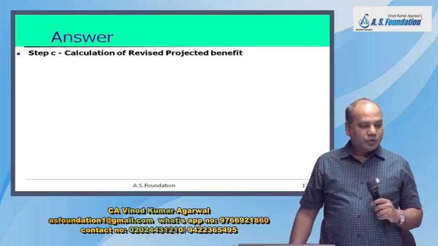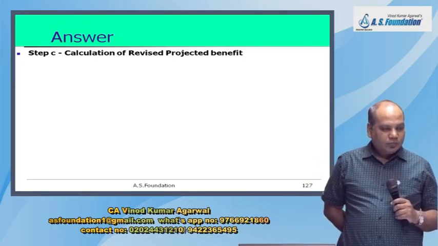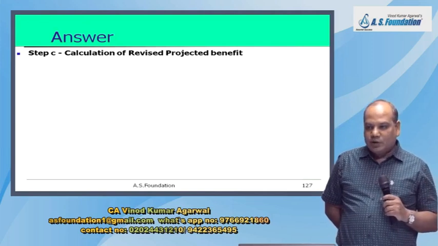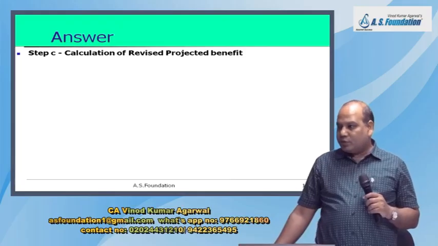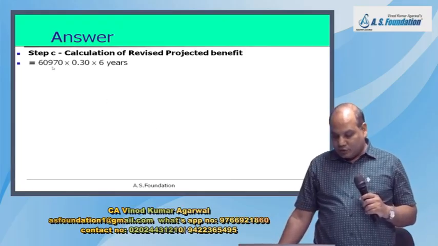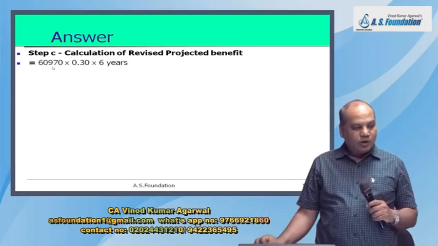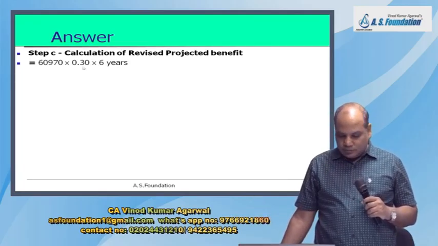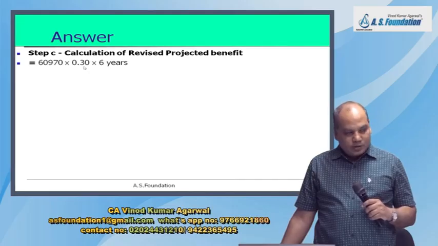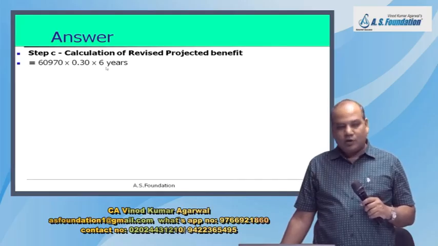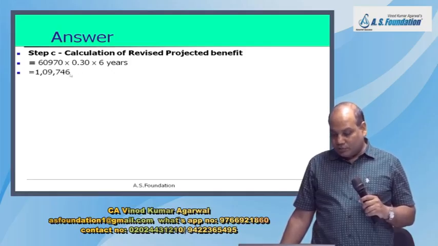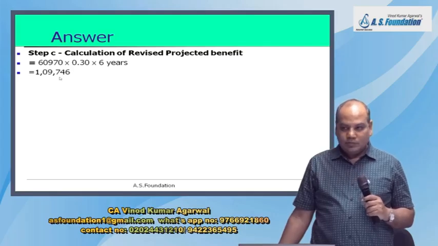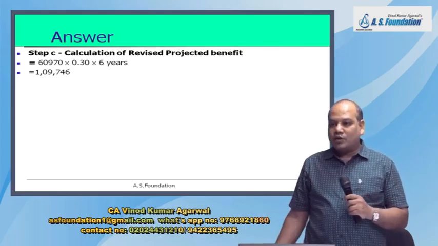So now I will write down the next step. Calculation of revised projected benefit. Take this number now, because when the employee will retire, his salary would be this much. 30% of it is paid for 6 years of service rendered. So his total benefit would be on retirement 1,09,746. This we have to allocate over 6 years.